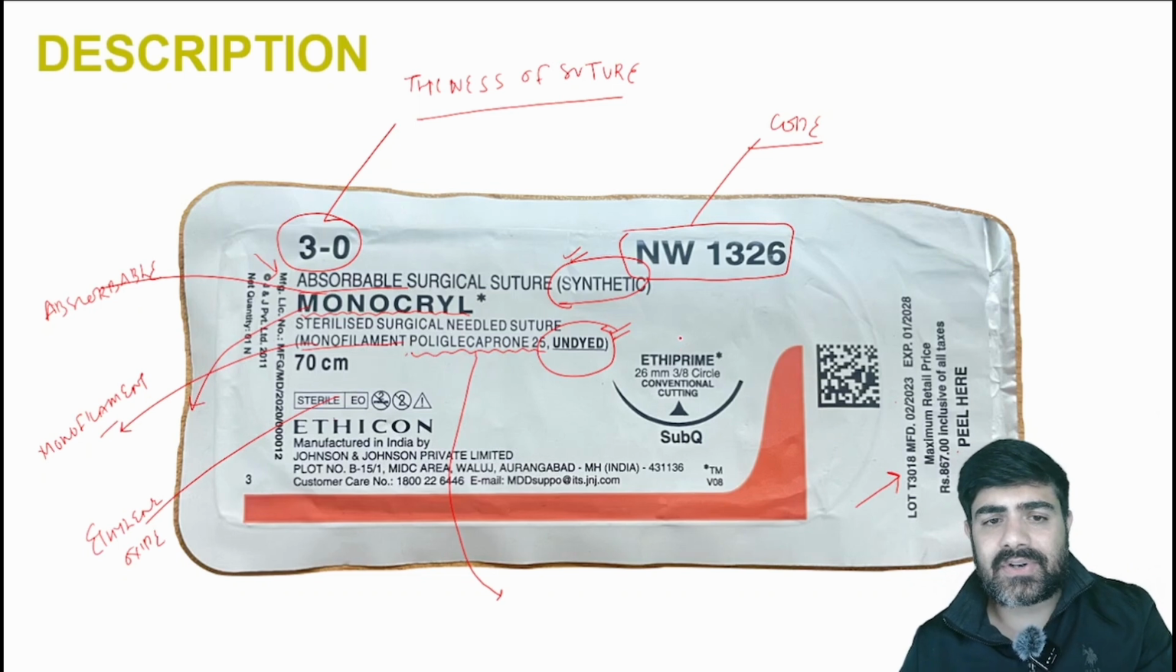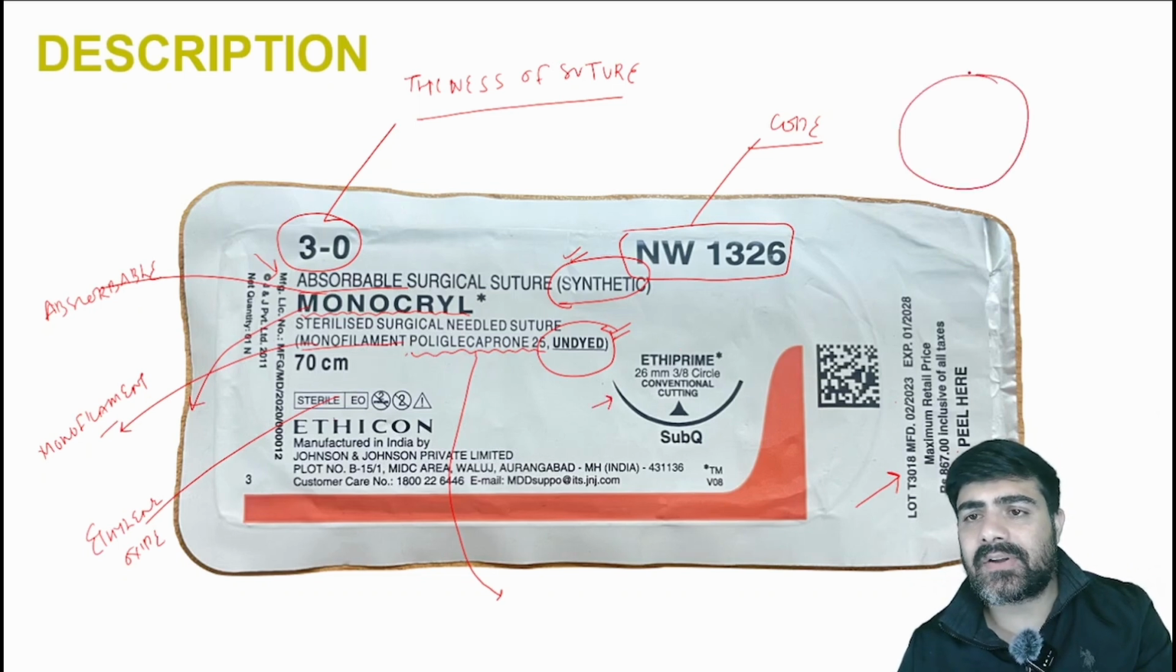Then we have the needle. So this is the shape of the needle, it is 3/8 circle like this. If I draw a circle and divide it into 8 parts like this, 1 2 3 4 5 6 7 8, then 3/8 parts look like this. So this is basically the shape of the needle, 3/8, fine.